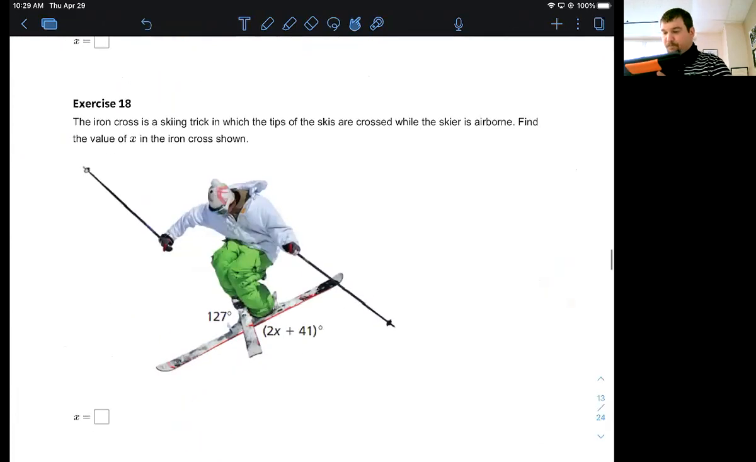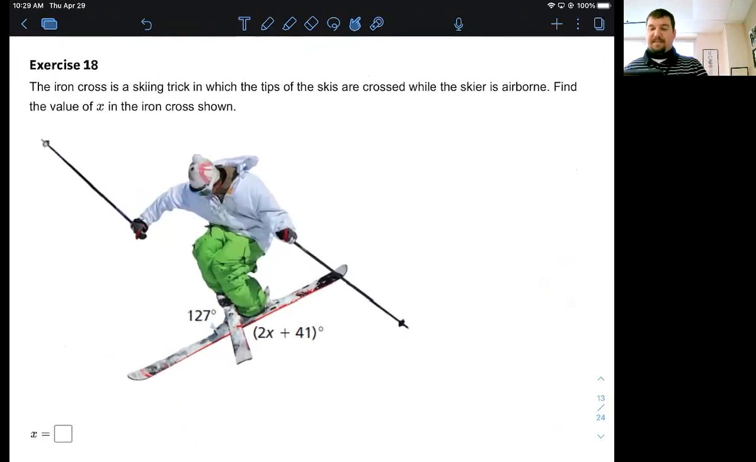Number 18. The iron cross is a skiing trick in which the tips of the skis are crossed while the skier is airborne. I wouldn't know. I don't live up north and don't ski very often. And if I did, you wouldn't see me doing tricks. You'd see me just trying to make it down the hill without falling.